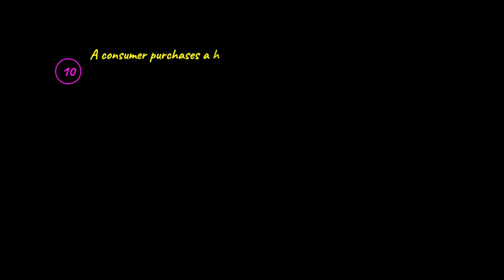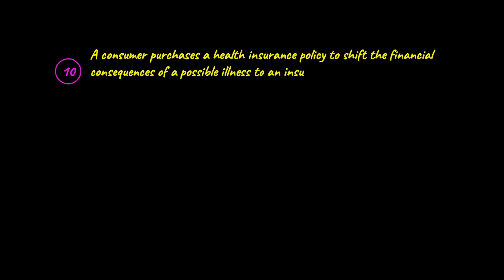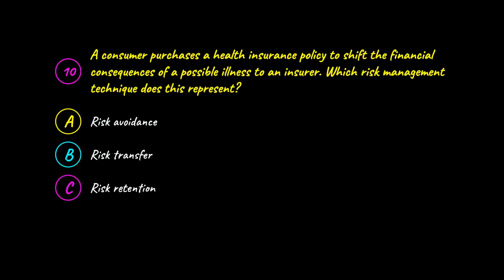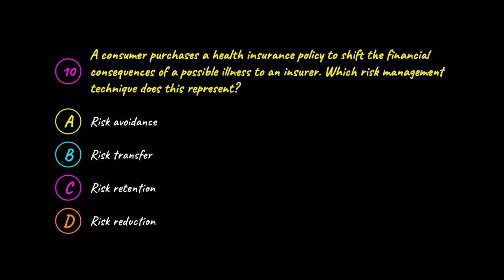Question 10. A consumer purchases a health insurance policy to shift the financial consequences of a possible illness to an insurer. Which risk management technique does this represent? Your options are A. Risk avoidance, B. Risk transfer, C. Risk retention, D. Risk reduction. Take a second. Which answer would you pick?